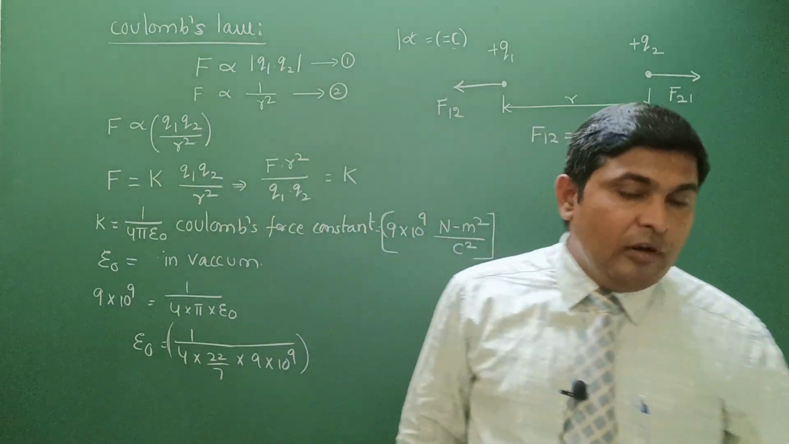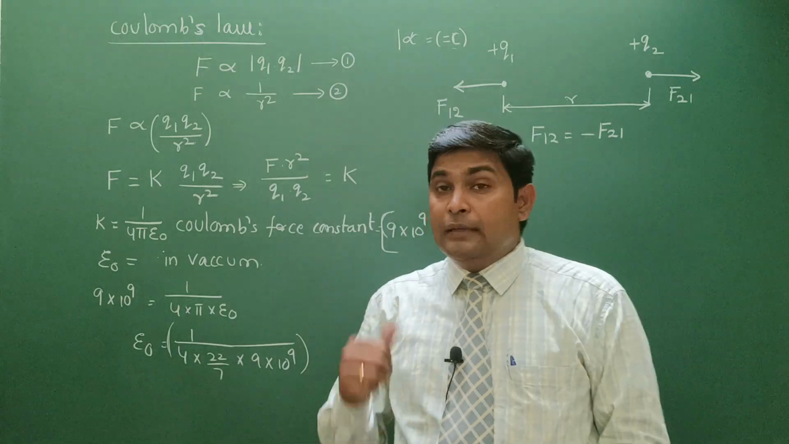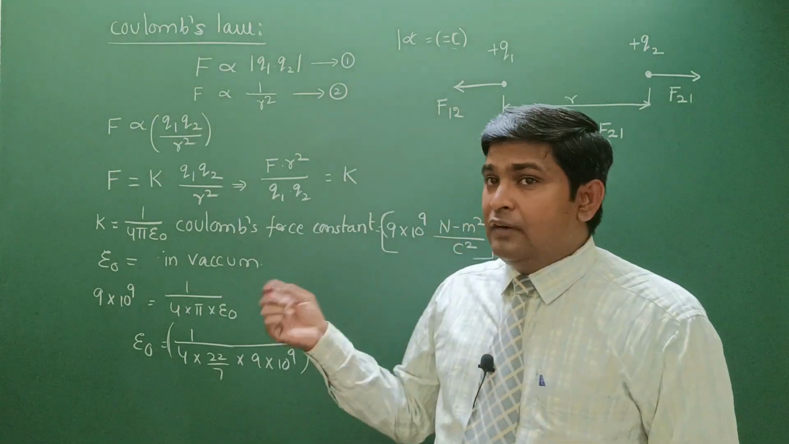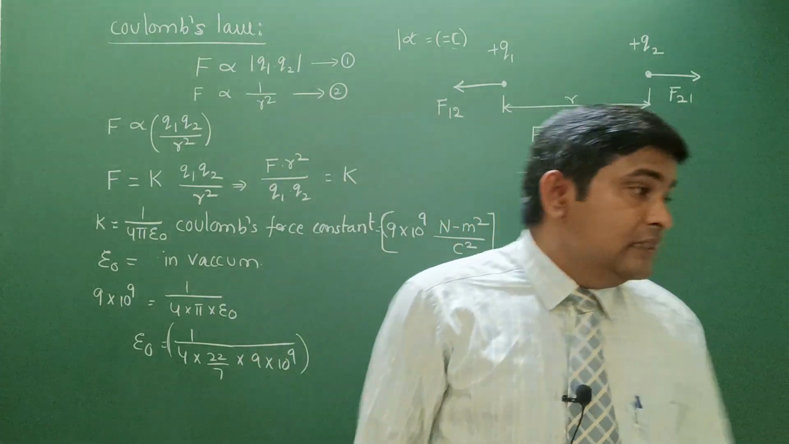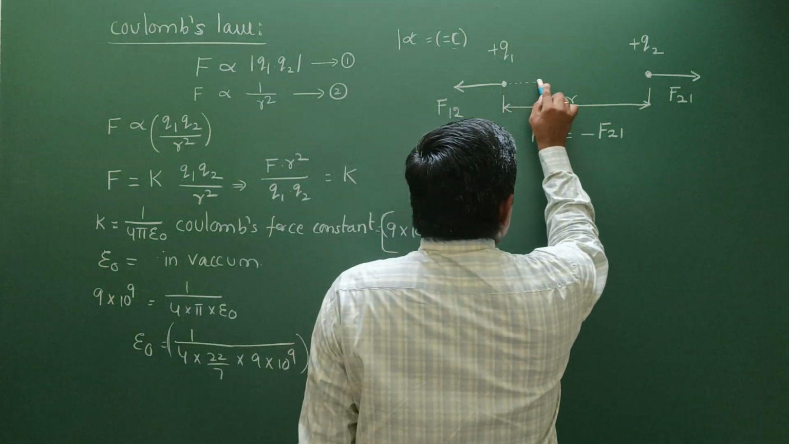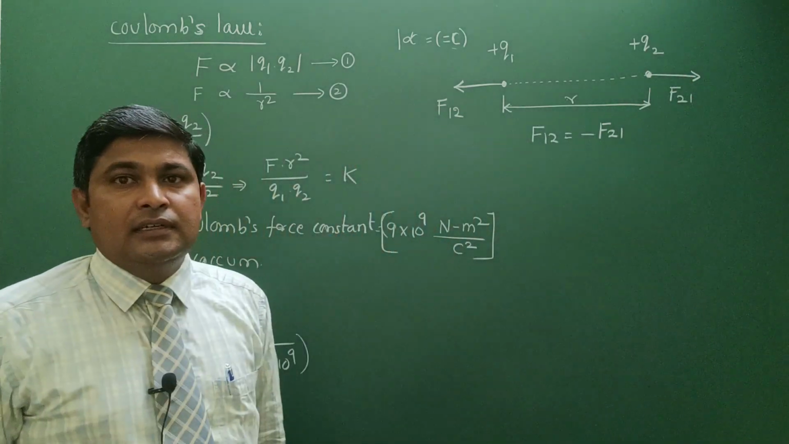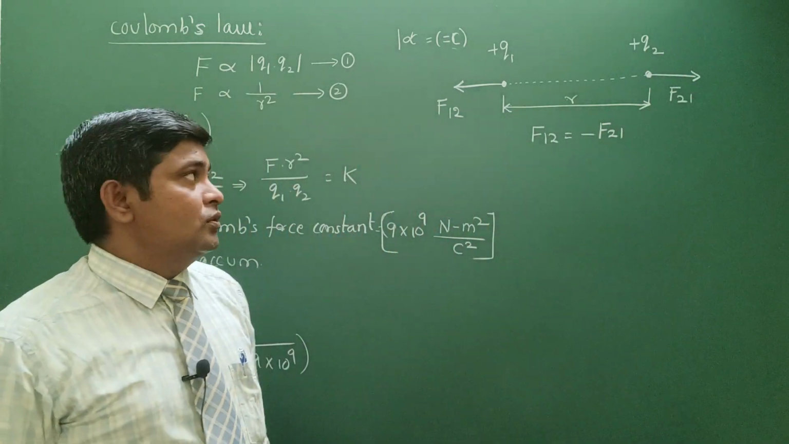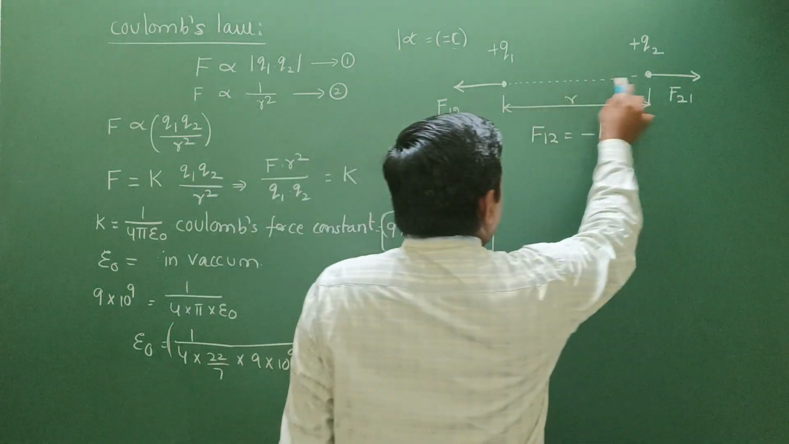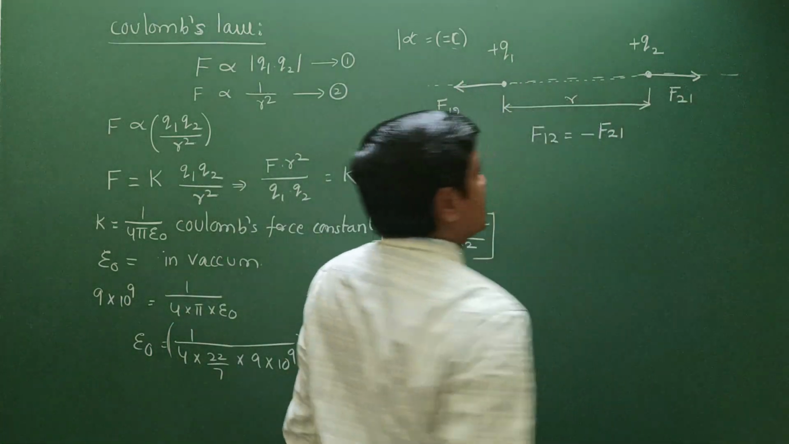In the vector form of Coulomb's law we can understand more, the magnitude and direction. What is the direction here? In this case the direction is the line joining the two charges. Along that line the force is going to act.